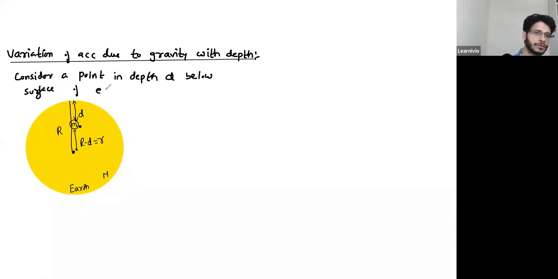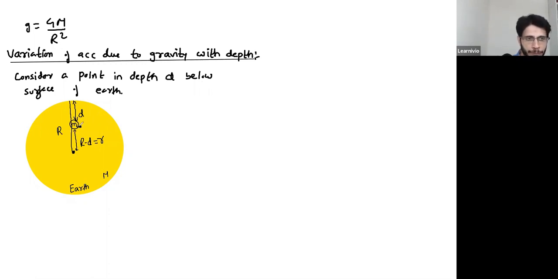Below surface of Earth. Now, instead of using the concept of force, I will directly use the expression of acceleration due to gravity. This is the expression of acceleration due to gravity, GM by r square. I will modify this expression only. So now see one important thing.